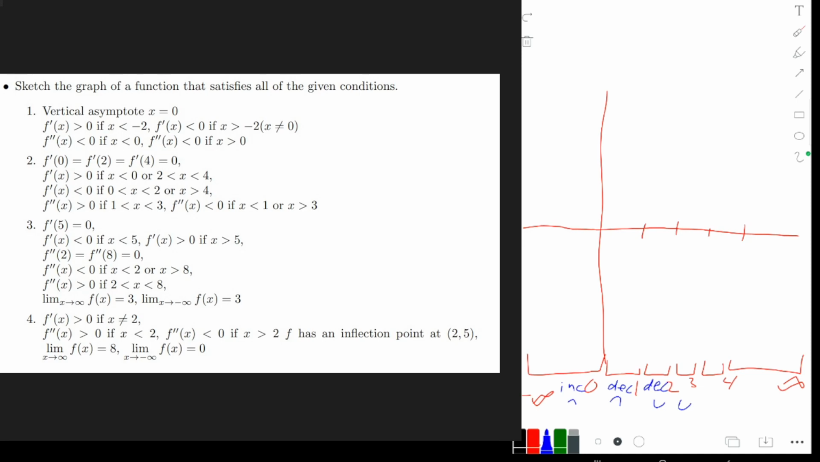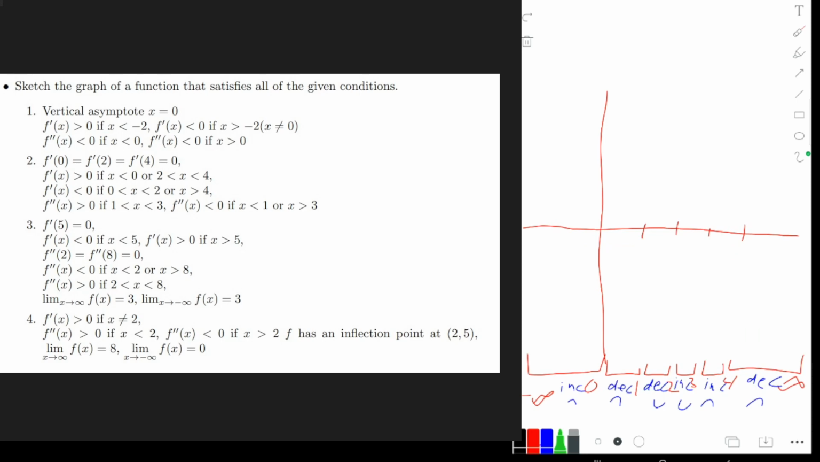But on this side of 2, it is increasing. And it stays increasing until it gets to 4. But on this side of 3, it is concave down again. And then on the other side of 4, it's decreasing, but still concave down. All right. And we don't have anything about coordinates, so the height doesn't really matter. But let's just see where the picture takes us.